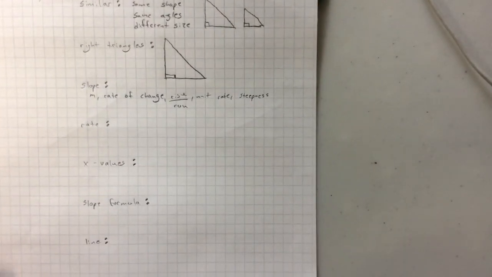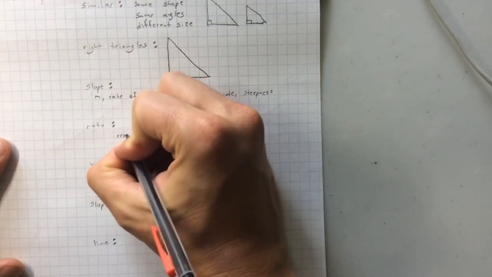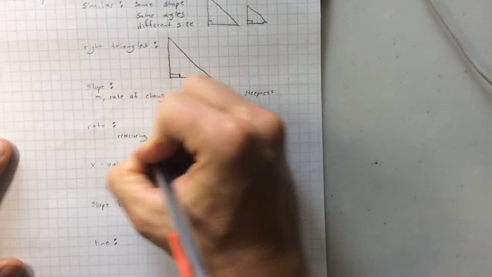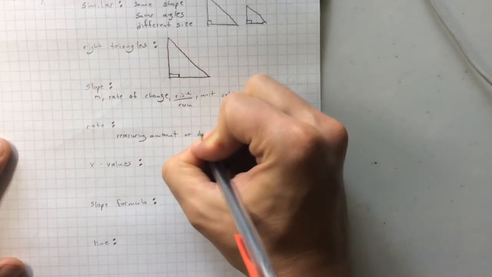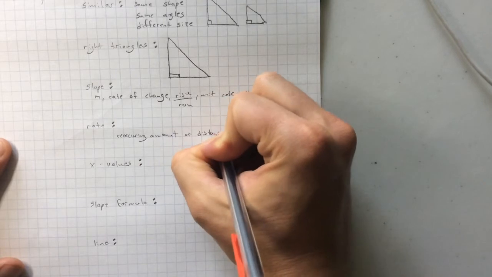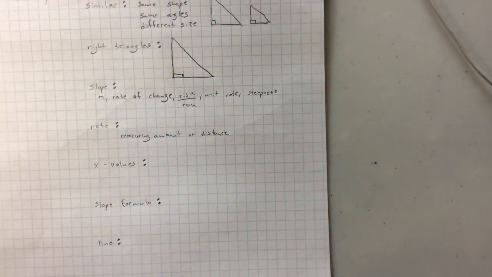Okay, so next is rate, and that's what I just talked about. Rate is going to be the reoccurring amount or distance. The reoccurring amount or distance. So rate is how often something happens. If somebody sneezes every 30 seconds, then the rate is that there will be a sneeze every 30 seconds.